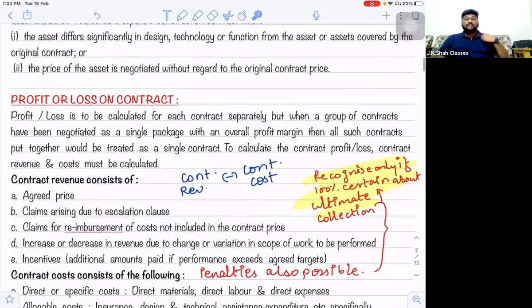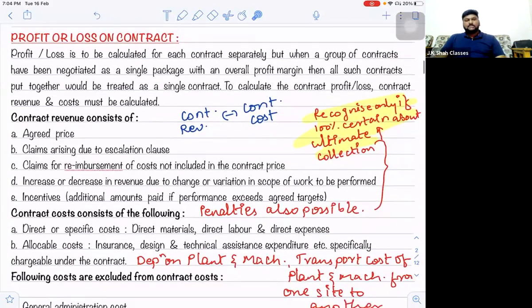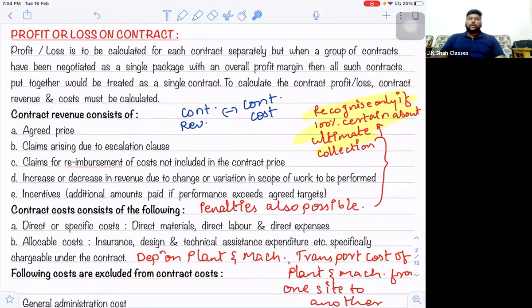Now we are moving to the practicality of the topic. That is profit or loss on contract. And then we will go for recognition of the revenue and recognition of the cost. Now, sir, in simple terms, profit or loss on contract can be calculated by a simple formula: contract revenue minus contract cost. So it is very important for you to understand what is included in the contract revenue and what is included in the contract cost.